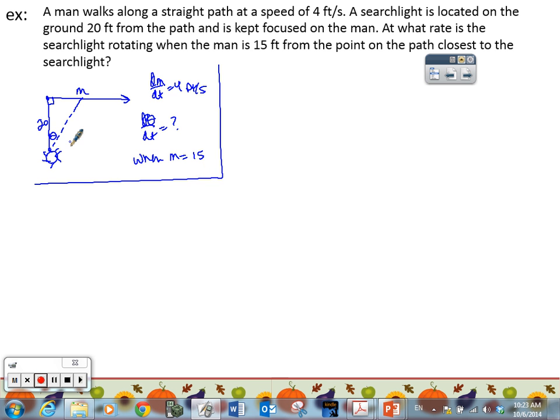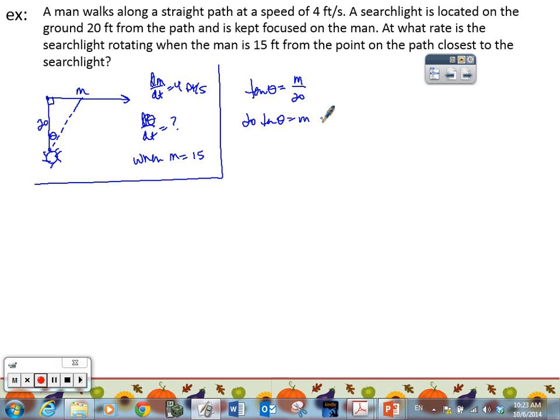This is our angle measure, and we think, well, looks like we have opposite and adjacent, so probably tangent would be our best bet on this one. So tangent theta equals opposite, which is m, over adjacent, which is 20. Now I just don't want to deal with the fractions, so I'm going to move the 20 over. So 20 tangent theta equals m.